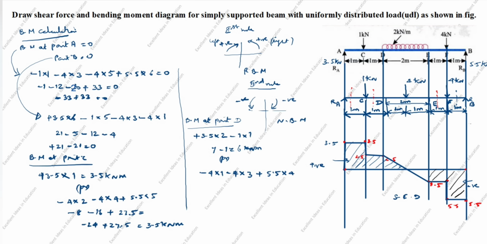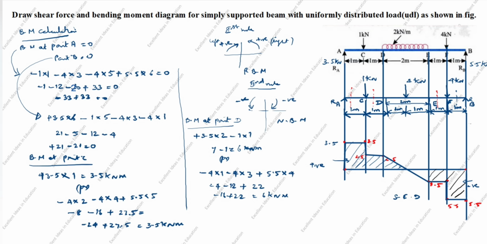Minus 4 into 1 is minus 4. Minus 4 into 3 is minus 12. Plus 5.5 into 4 is 22. Minus 16 plus 22 equal to plus 6 kilonewton meter.